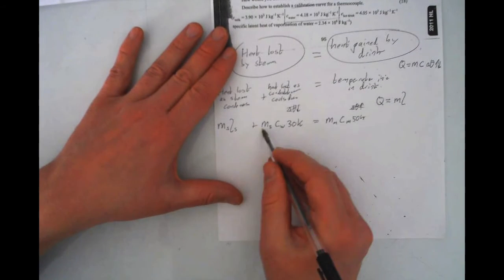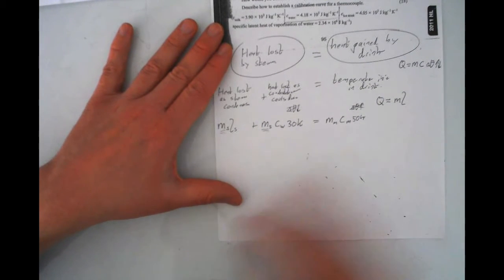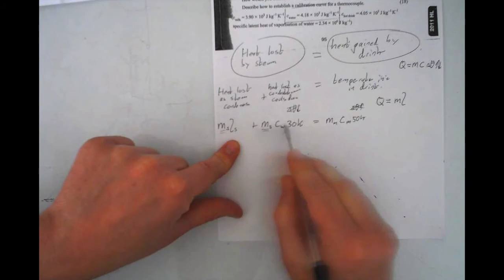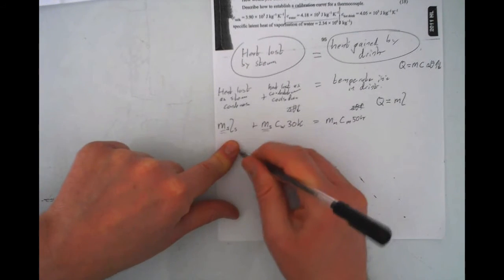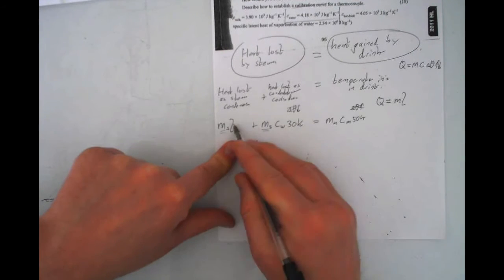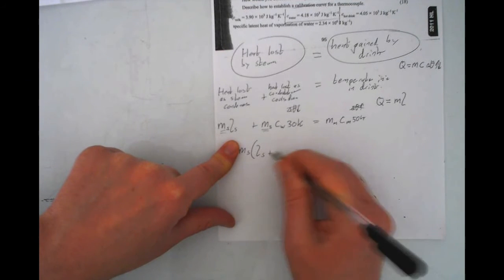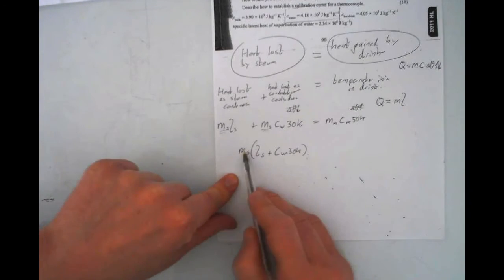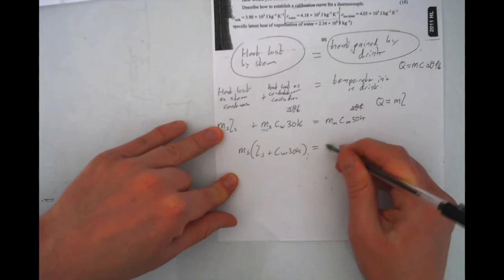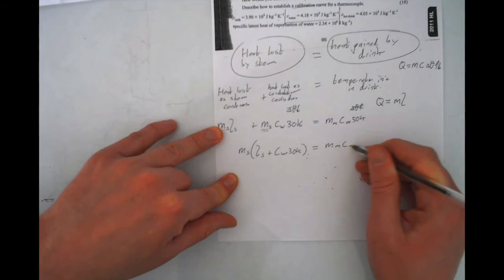Okay, let's do a little bit of algebra before we go any further. Let's isolate what we're looking for, and what we're looking for is the mass of steam. If you look at this side of the equation, both of these terms have mass of steam in them. So let's just take them out as a common factor. Mass of steam in brackets, latent heat of steam plus the heat capacity of water times 30 K, I can do that. That is equal to the other side, which I leave unchanged.